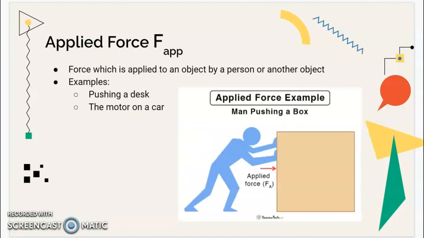And we've got applied force, and this is when we apply a force. This is often a push force, something that we're doing to exert a force on an object. This also works to describe things like motors that propel things forward.